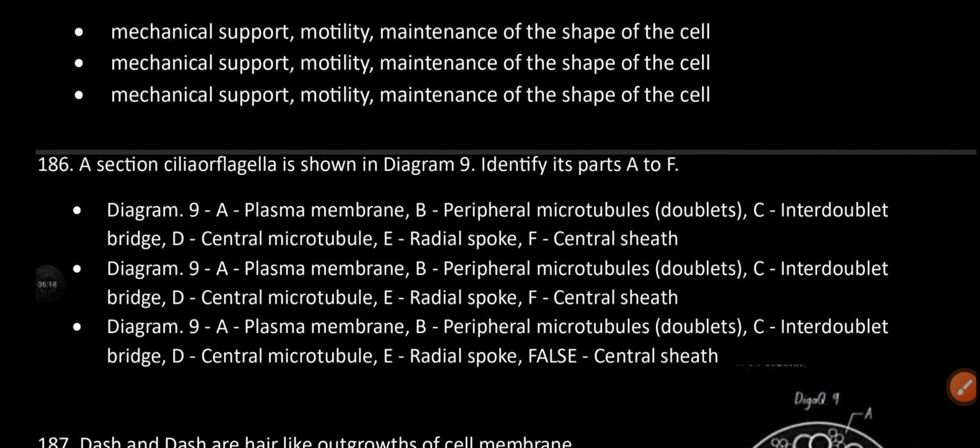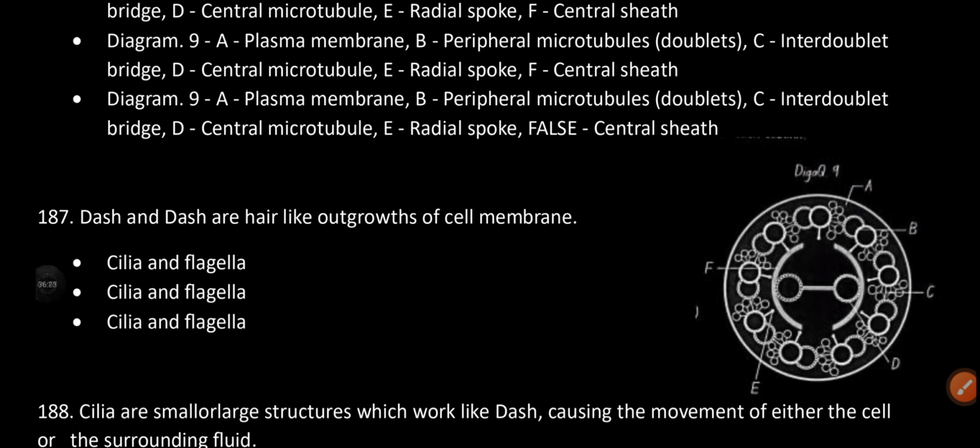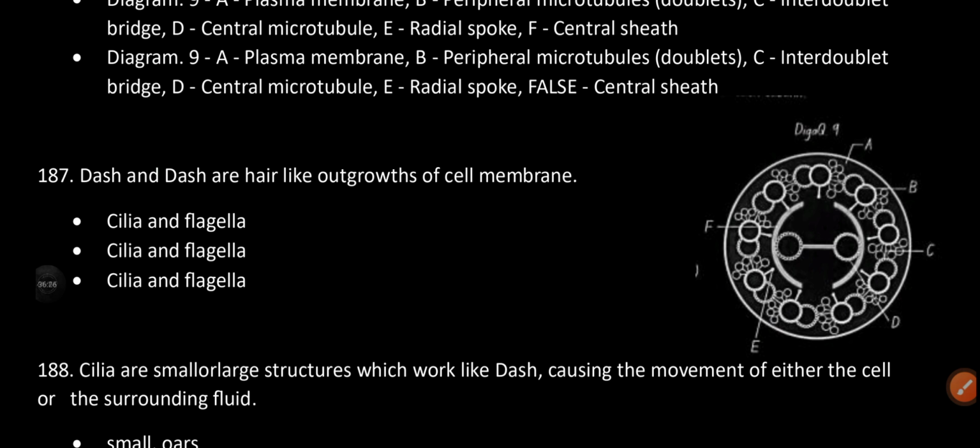A section of cilia or flagella is shown in diagram 9. Identify its parts A to F. Diagram 9: A. Plasma membrane, B. Peripheral microtubule doublets, C. Interdoublet bridge, D. Central microtubule, E. Radial spoke, F. Central sheath.